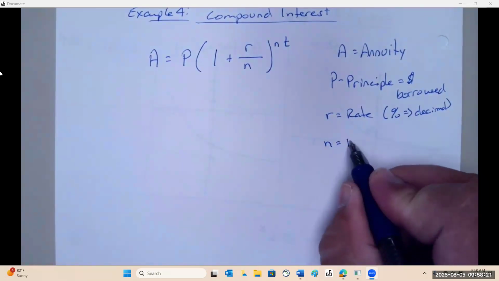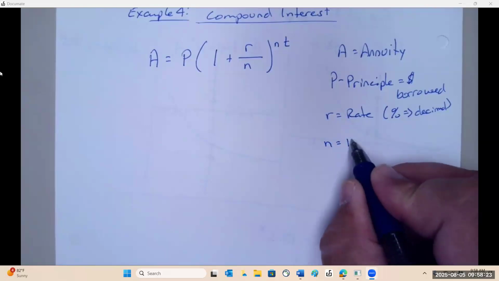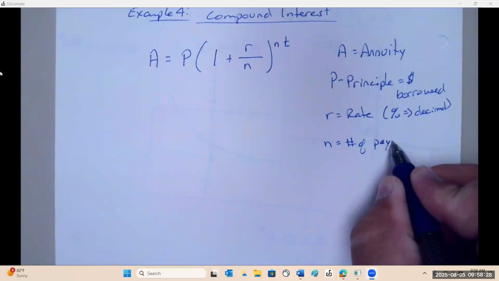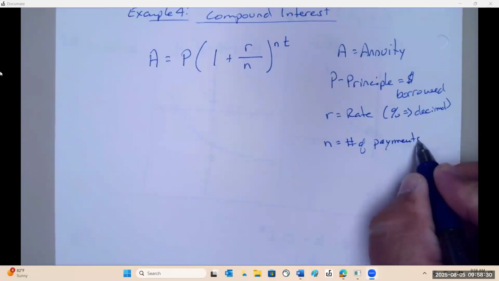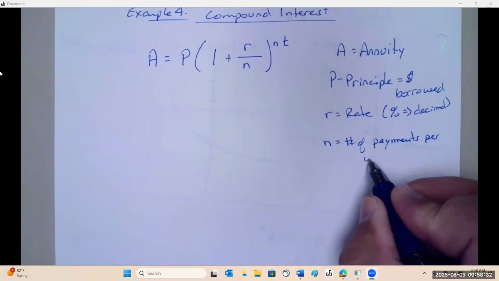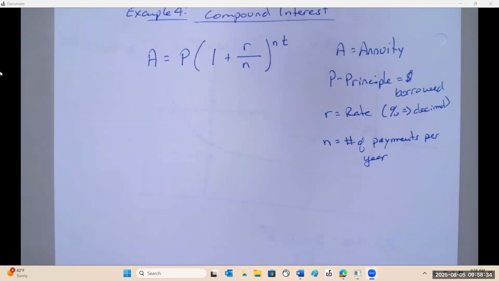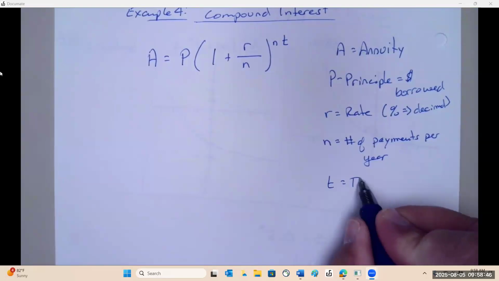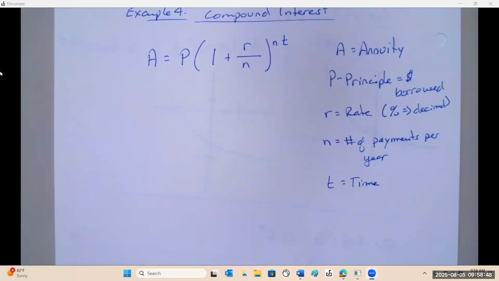N is the number of payments per year. Are you going to pay quarterly, which is once every 3 months? Are you going to pay monthly, which is 12 times a year, or daily, weekly, whatever? And T is the time. How long will you keep the note?